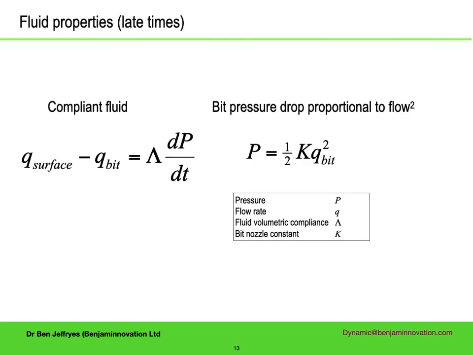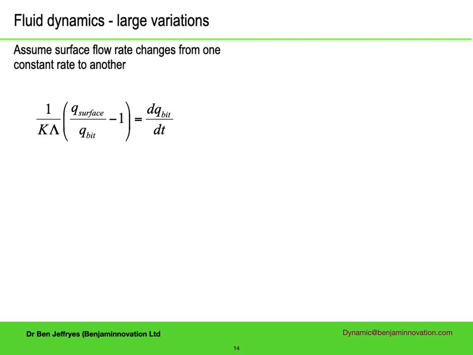This is the simplest equation we would like to solve properly for a prescribed surface flow rate, the simplified model with all the pressure drop at the bit. Solving the nonlinear equation for general flow rates is not possible analytically, but if the flow rate is just changed suddenly from one constant value to another, it can be solved quite easily.